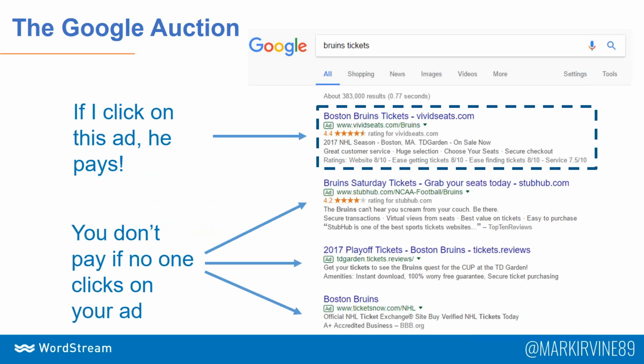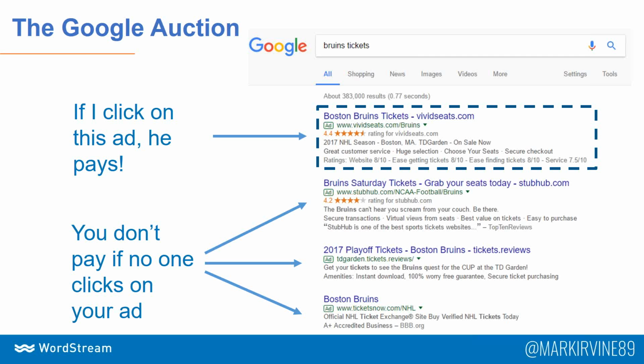Now, the cool thing about paid search is that it's a pay-per-click platform. So it doesn't hurt us to show our ad, and we can show our ad as many times as we want. But at the end of the day, we're only going to pay whenever someone engages with our ad, whenever we get someone to our site. So if I were to click on the vividseats.com ad, then vividseats.com would pay Google with relation to how much they paid for that traffic. But the StubHub, TD Garden, Tickets Now, those people, if no one clicks on their ad, they're free to continue to show. There's no cost to them until you actually start driving traffic to your website.